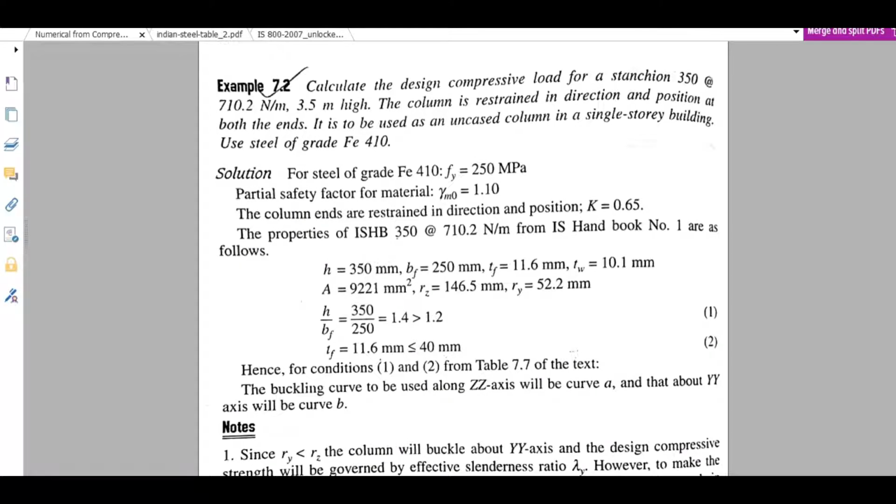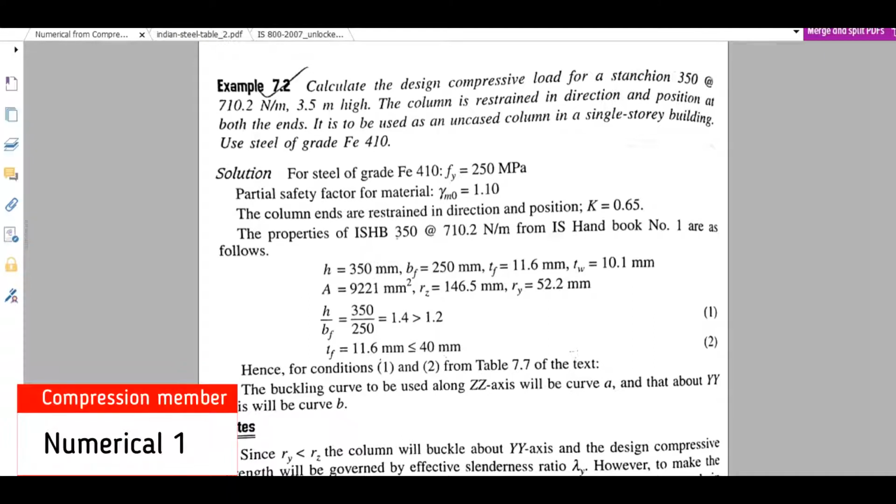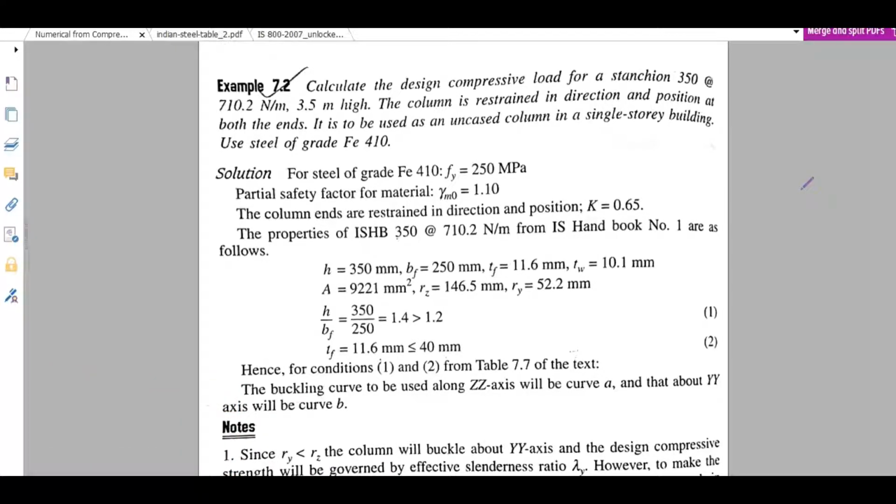Hello students. Today we will solve a numerical on compression members, selected from the book of S.K. Duggal, Design of Steel Structure. There are two types of numerical. In the first, the section is given and you have to find the design load carrying capacity. In the second, the design load to be carried is given and you have to find the required cross section. Let us start the numerical.